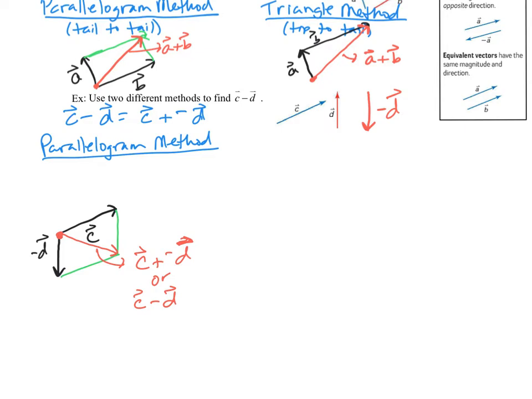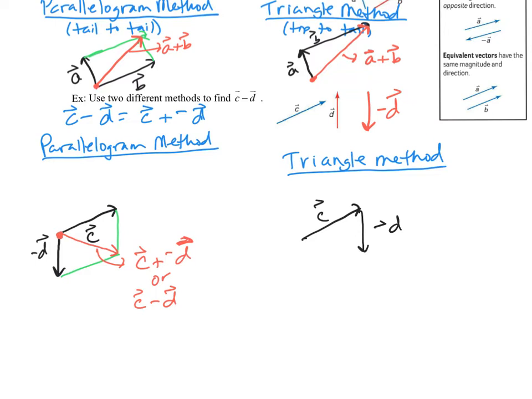Now let's do the same problem with the triangle method. So the triangle method, remember, is tip to tail. So we're going to start by mimicking vector C. So again, try and copy this distance and this direction. So vector C looks something like that. So there's vector C. Now, let's draw the opposite of D, but you want its initial point to be at the terminal point of vector C. So we'll draw it. So here is the opposite of vector D.